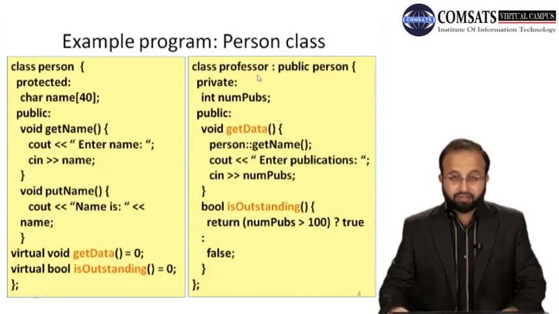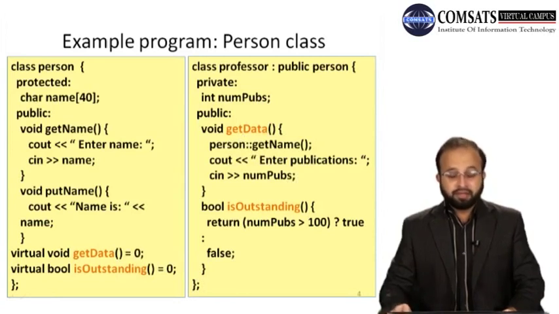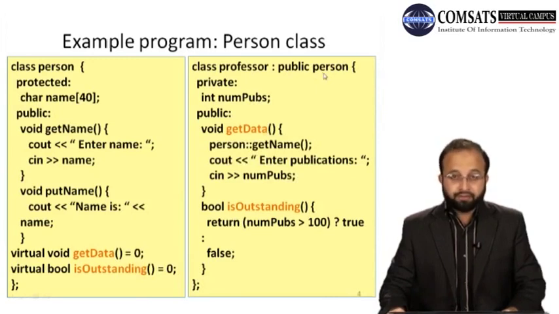Now the professor class is not an abstract class. We can create an object of professor class because it overrides or provides the definition of the two pure virtual functions, that is get data and is outstanding, और जो वो प्योर वर्चुअल फंक्शन बेस क्लास के थे, right. So it is public inheritance from the person. Professor class is publicly inherited from the person class, and it just contains these two functions.